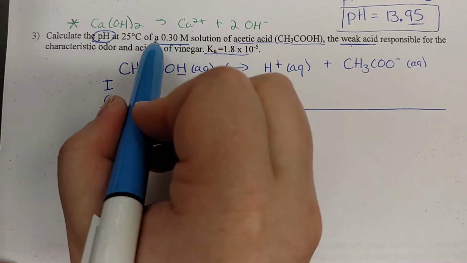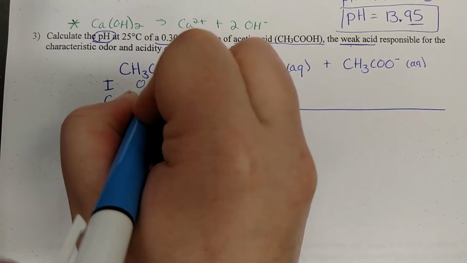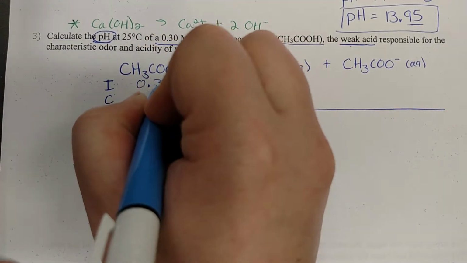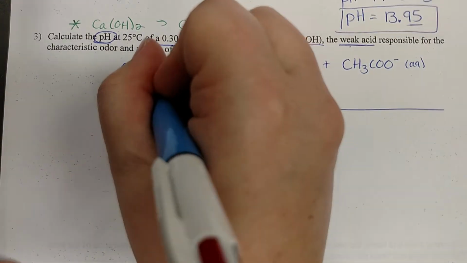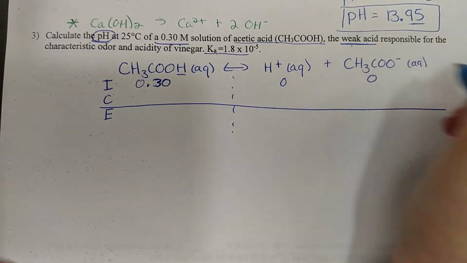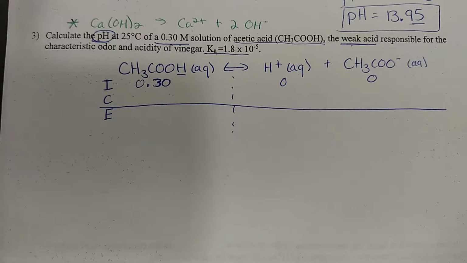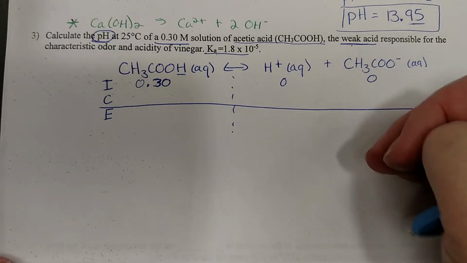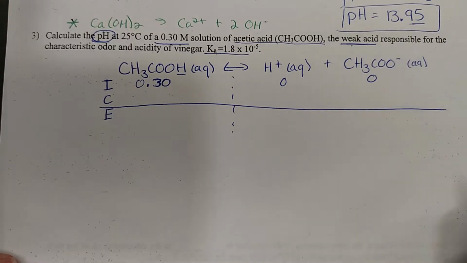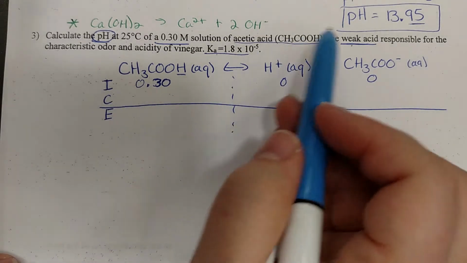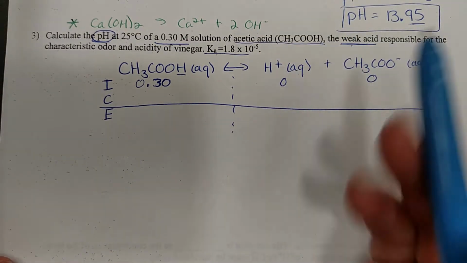And plug in our initial values. So we're given 0.30 molar solution of acetic acid and nothing for the other two. So we have no other information we can use to fill in this table. We can't assume that all of it breaks down because it is weak. We know that most of it won't break down.